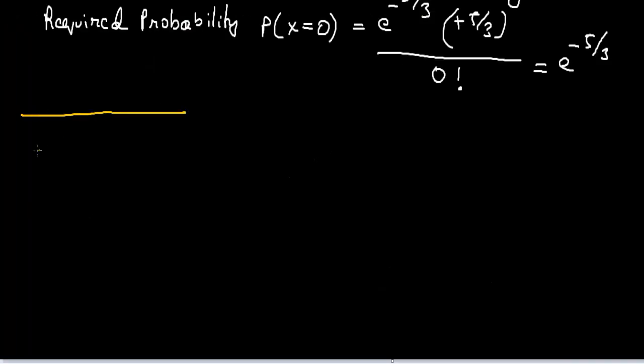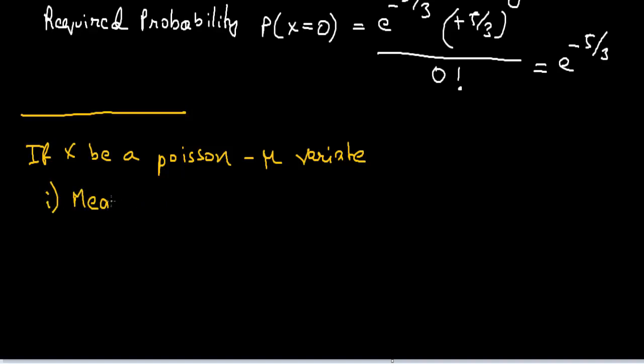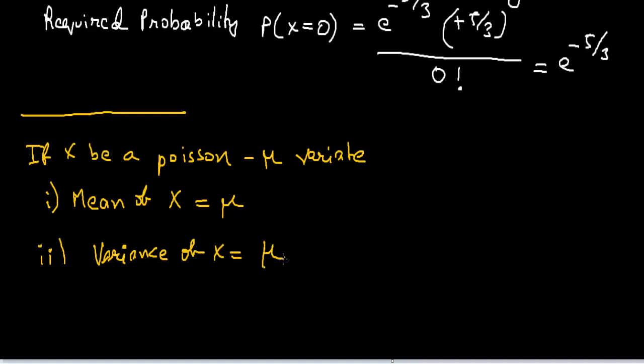Again, if x is a Poisson mu variate, then number one, the mean of x equals mu, and number two, the variance of x equals mu. These are two properties that are also important.